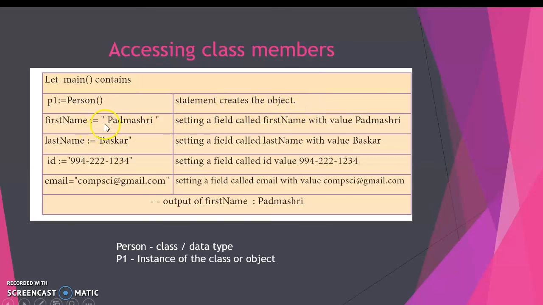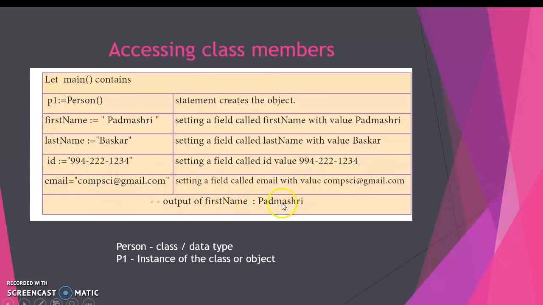The statement P1 equal to person creates the object. Then first name equal to, we are setting a field called first name with the value Batmastri, and then last name equal to Bhaskar, setting a field called last name with the value Bhaskar. And then ID is equal to some number. Here we are setting the value 994221234 to the field ID. And then email is a field name and we are setting the value computerscience@gmail.com. So these are the values assigned to these fields.